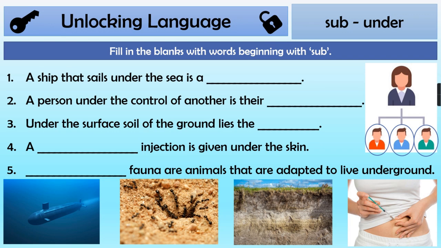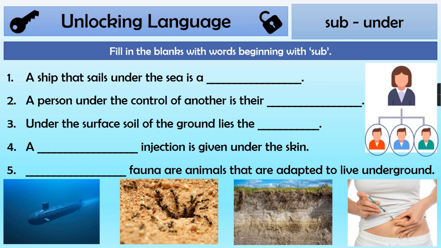So here's a series of sentences with a missing word. You can complete the sentence by using an English word that starts with that prefix sub. Let's have a look at them together and then you can have a go at working out what they are. So a ship that sails under the sea is a what beginning with sub. Number 2, a person under the control of another is their what beginning with sub.